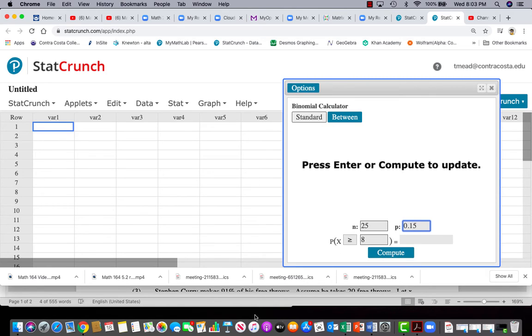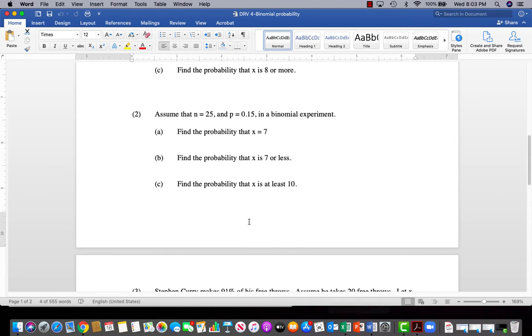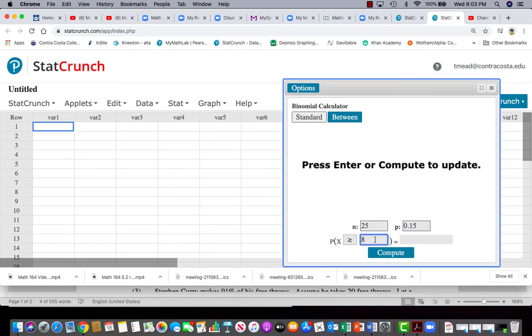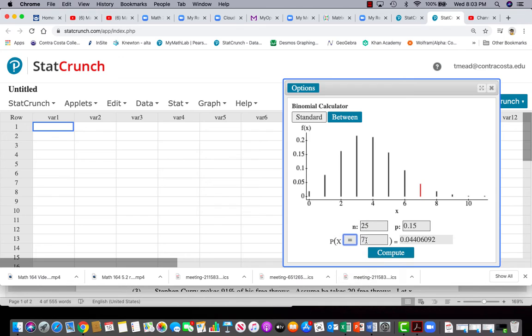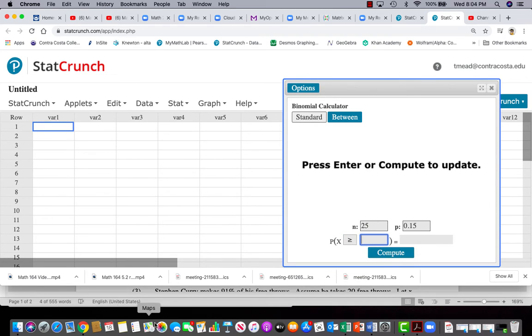Okay, and now we're supposed to find the probability that x is equal to 7, 7 or less, and at least 10. All right, so x equals 7. The probability that it's equal to 7 is 0.044. That's not very likely.